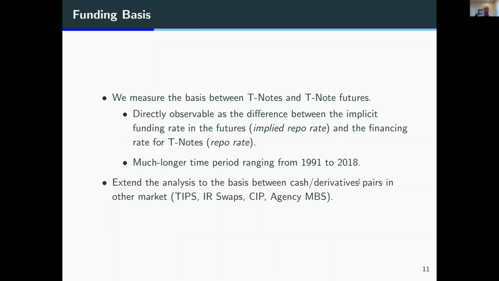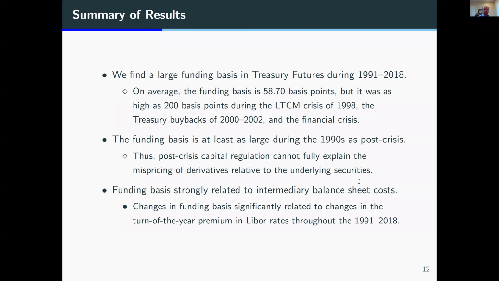And that's the cash derivatives pair we're going to study first. But then we're going to also look at some other markets where you've got cash derivative pairs, like the TIPS, swaps, agency mortgage-backed securities, etc. So to give you a quick thumbnail of the results, we're going to show that there's a large funding basis.